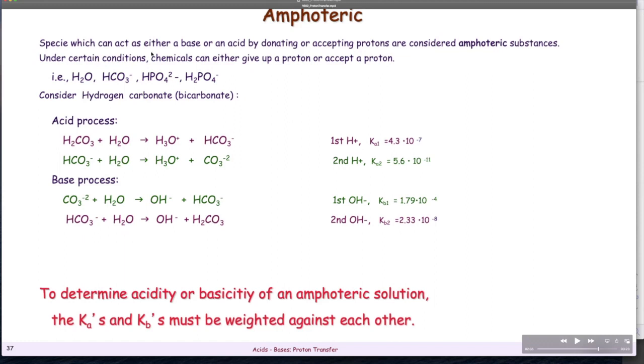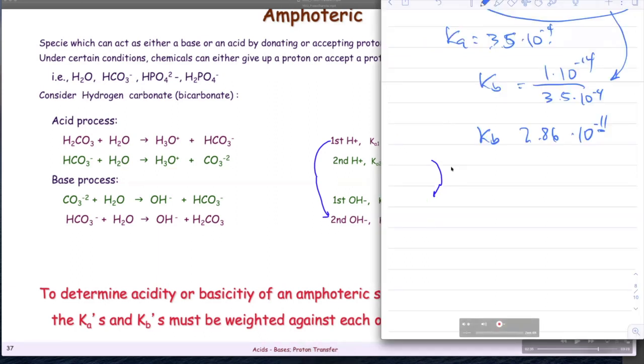If you take a look at these two right here, and the reason why I color coded them, 4.3 times 10 to the minus 7 times 2.33 times 10 to the minus 8 actually comes out to 1 times 10 to the minus 14. And these two right here are also such. The reason why that's the case is because of this concept right here. Let me try and illustrate that.